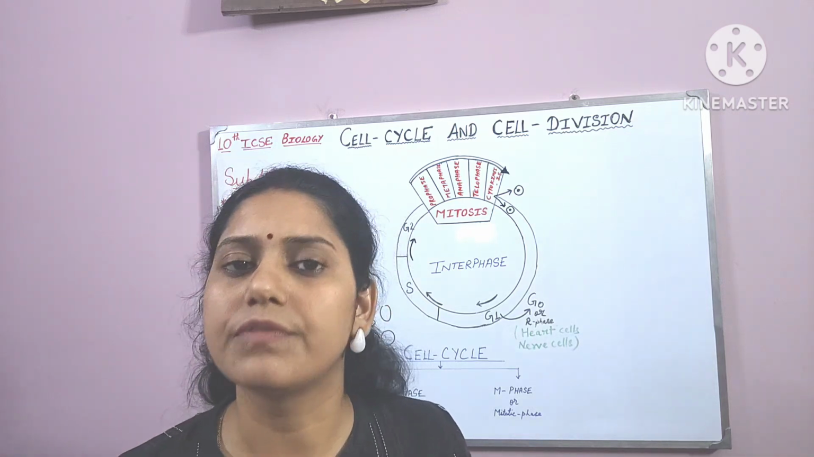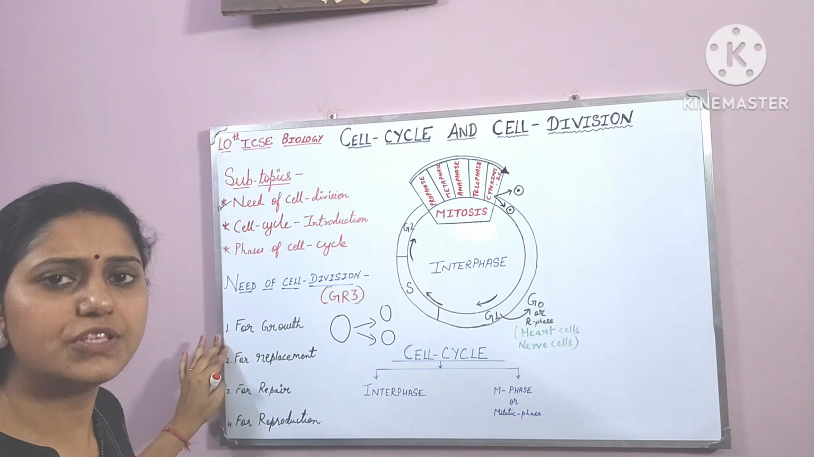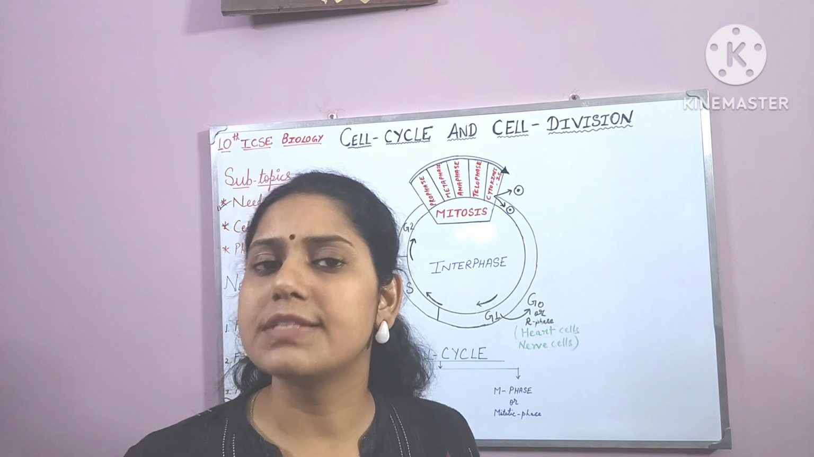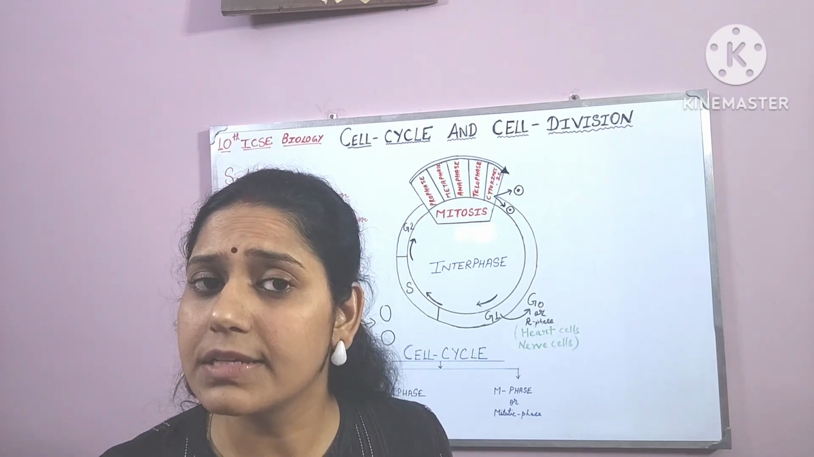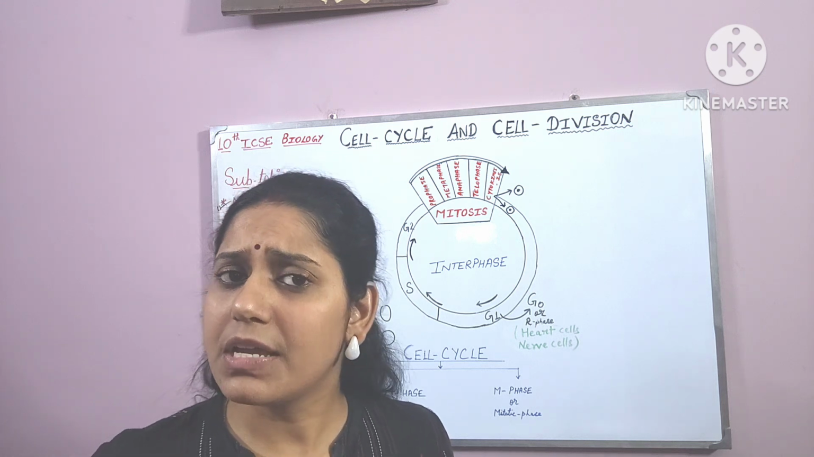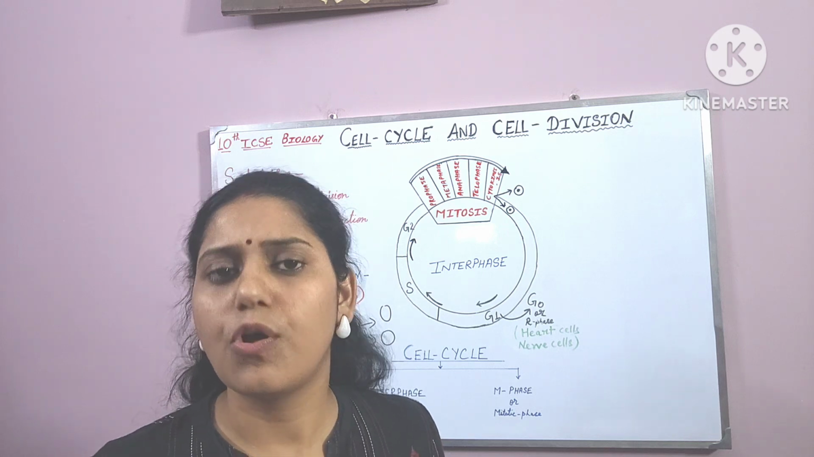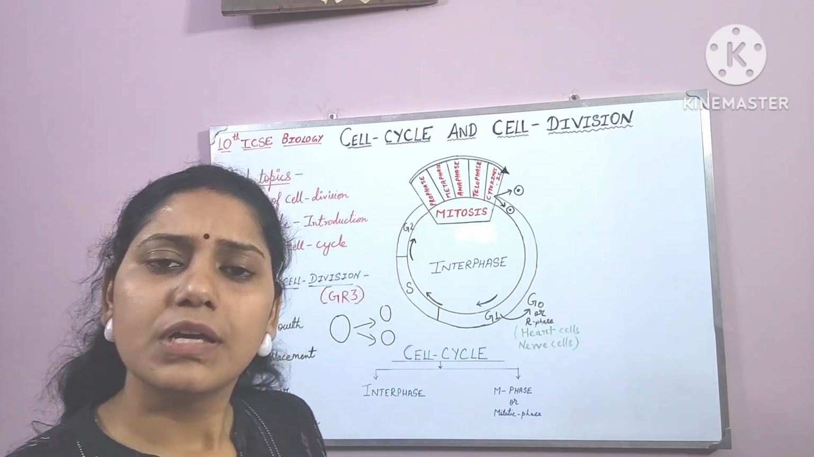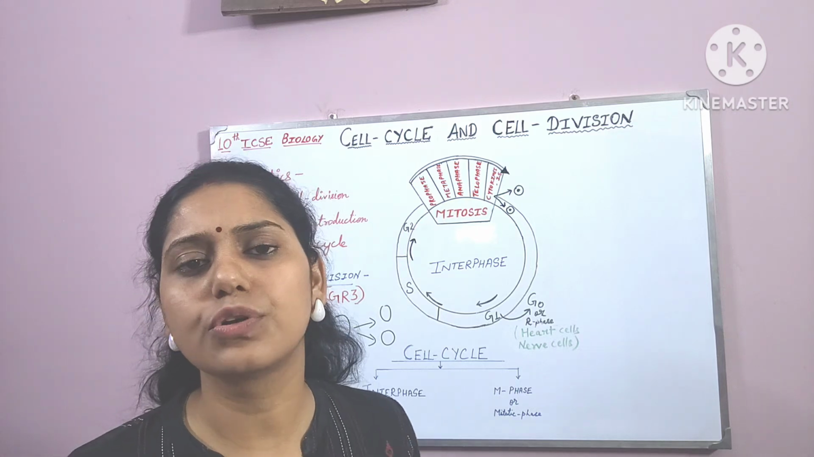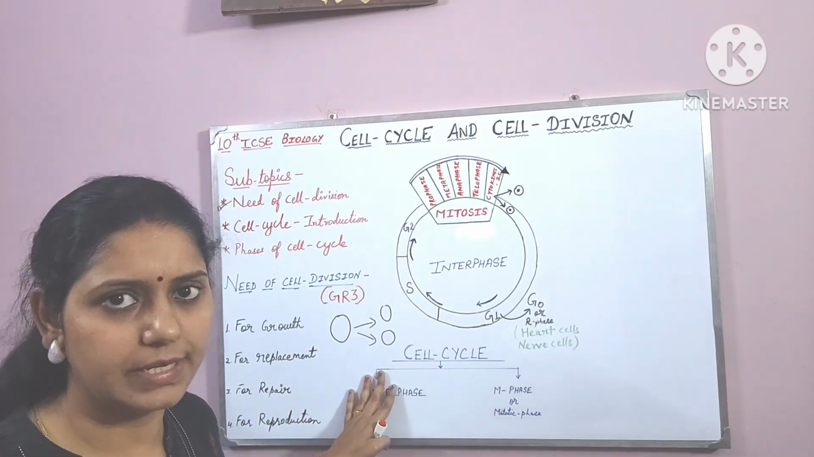Now, why is there a need of cell division? Why do cells need to divide? See, first is for growth, for general growth of the body. We all started our life as a single cell. Now, that single cell kept on dividing and it formed many cells. Then, from many cells, tissues will be formed. Then organs will be formed, organ system will be formed. So, in this way, there will be growth of the body. So, for general growth, cell division is needed.